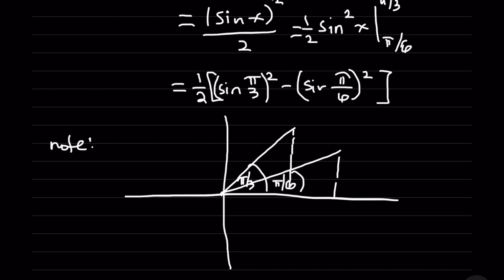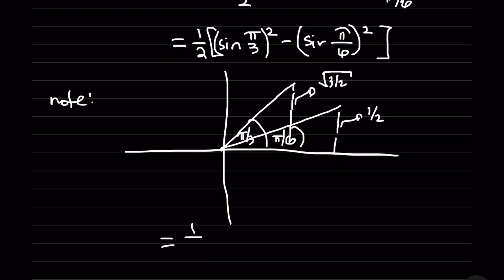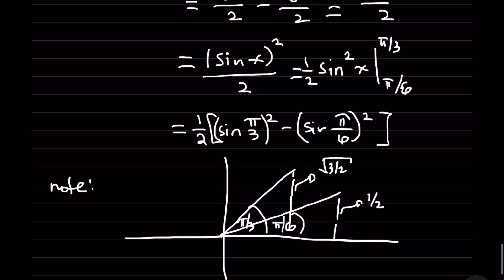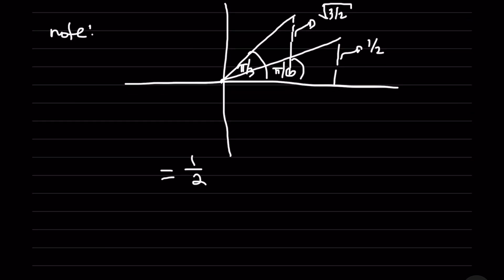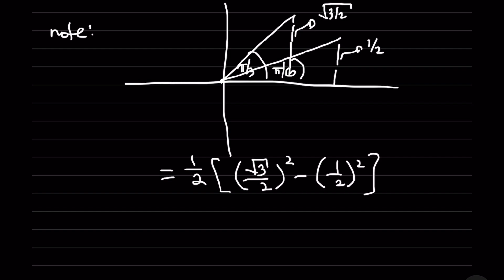So recall the values of the sine function in a unit circle. The sine of the angle is actually the length of the opposite side. For pi over 3, that is square root of 3 over 2. For pi over 6, or 30 degrees, that is equal to 1/2. So we just substitute these values in our equation.